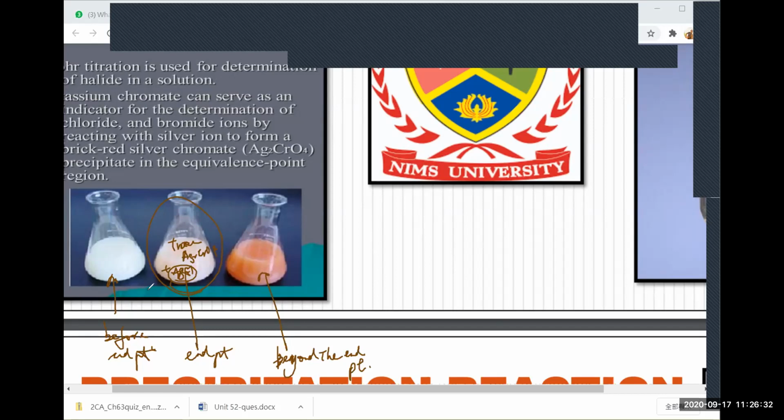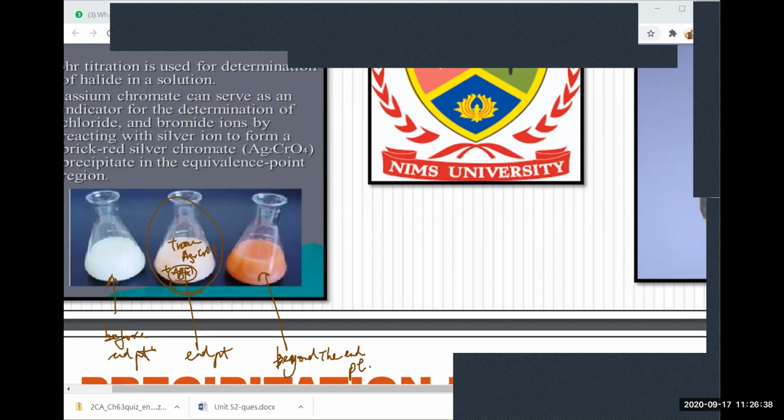But in your exam, while you write down the endpoint color change, you still need to write that a brick red precipitate is formed. It is rather tricky. Can you get my point? So in your exam, please still write it as a brick red precipitate. The observation is that we have the brick red precipitate formed, but in practical sense, it's a mixing of the two to form some pink. Can you get what I mean? So this is what I would like to remind all of you.